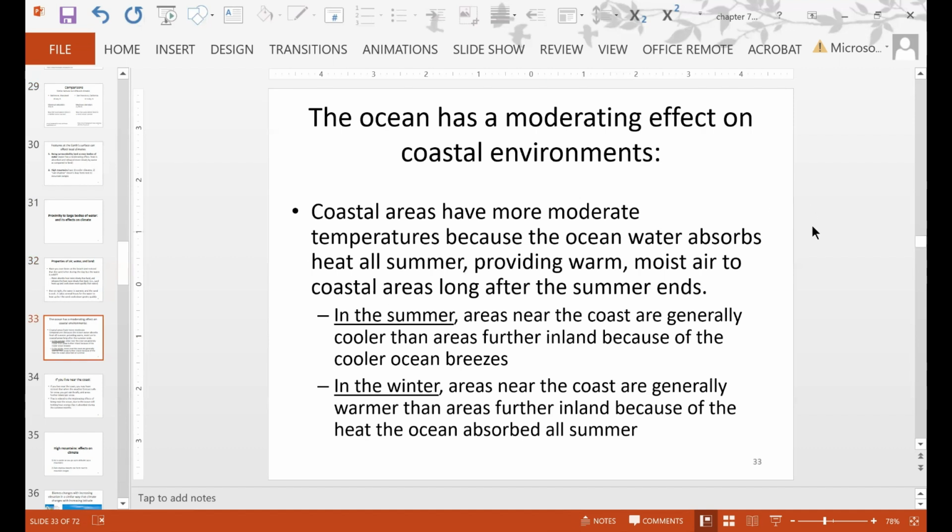So coastal areas have more moderate temperatures because the ocean water absorbs heat all summer, and that provides warm, moist air to these coastal areas long after the summer ends. So in the summer, areas near the coast are generally cooler than areas further inland because of the ocean breezes cooling off the land. In the winter, areas near the coast are generally warmer than areas further inland because the heat is still in the ocean that the ocean absorbed all summer long. And then that heat radiates to the coastal areas, keeping it a little bit warmer than areas further inland.